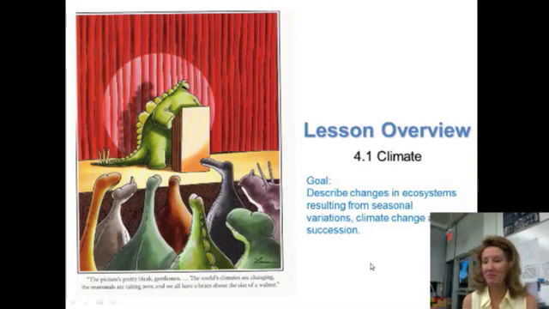Well, the picture's pretty bleak, gentlemen. The world's climate is changing, the mammals are taking over, and we all have a brain about the size of a walnut. Perfect for Chapter 4.